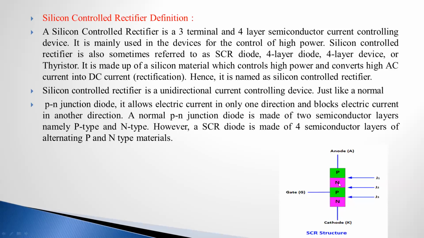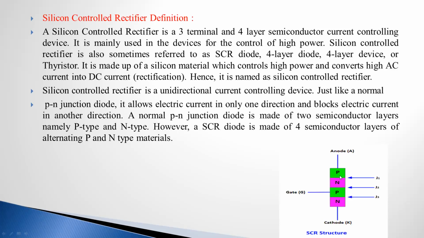And four layer means P is the first layer, N is the second layer, another P is the third layer, and the last N layer is the fourth layer. PNPN. P is made with one material, and the N-type layer is made with another type of material, so two different materials are attached together. When two different materials are attached together, a junction will be formed at that place.